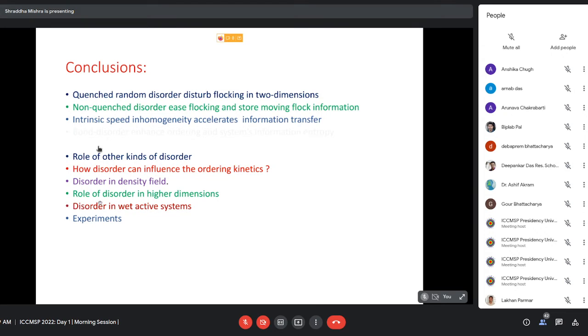We can also look at the system from another perspective, and see how other kinds of disorder can influence the ordering kinetics in the system. We have only looked at the steady state till now. What happens if I introduce the disorder, at least the extrinsic one, in the orientation field? What happens if I put the disorder in the density field? What is the role of disorder in higher dimensions, and disorder in wet systems?